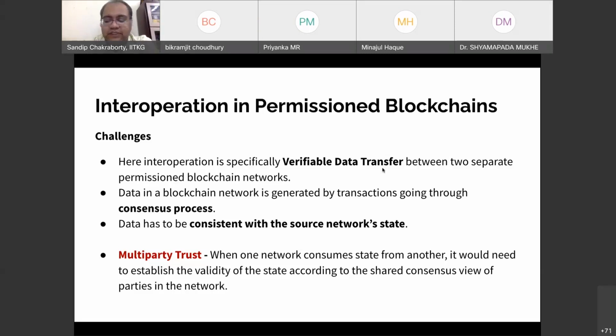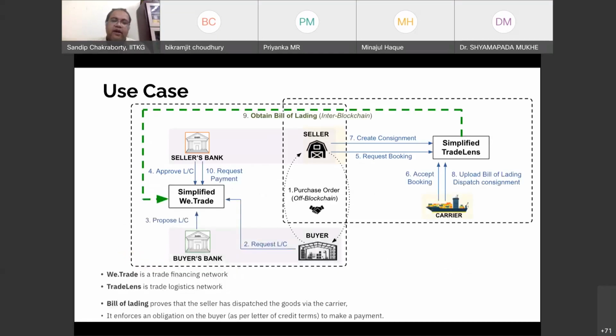So here comes the challenge: whenever I transfer the state from one blockchain to another blockchain, how will the parties of the second blockchain be sure that the latest updated state of the previous blockchain has been transferred? That is the particular problem we face in this kind of cross-chain data transfer over a permission blockchain architecture.